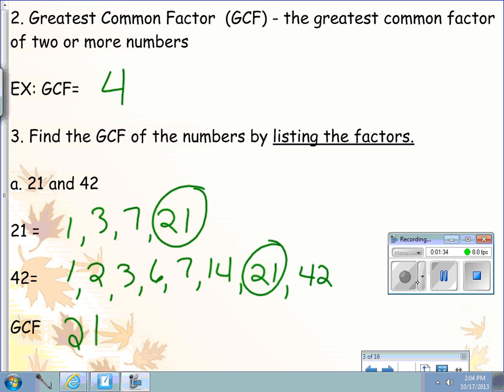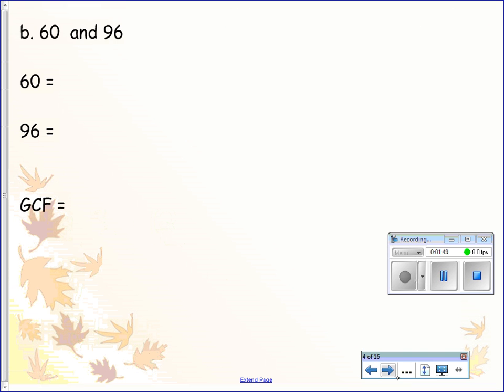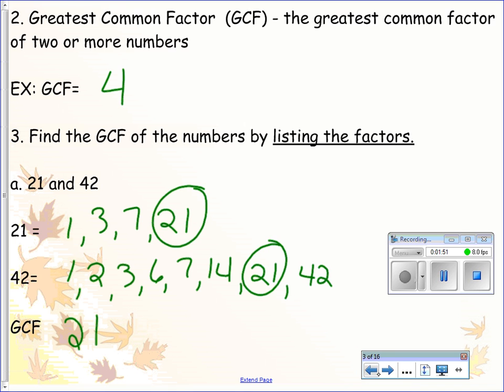At some point, as we're listing out the factors, if the numbers are not friendly, you might miss a factor. So let's do... excuse me, I must have missed one.